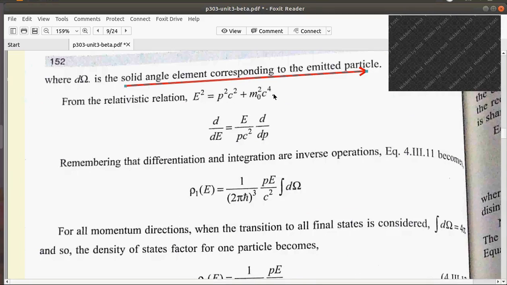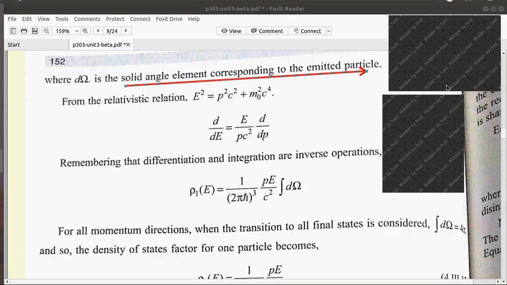Now I will give you 5 minutes. Differentiate this expression, E square is equal to P square C square plus M0 square C raised to 4, and give me the next expression. If you cannot find d by dE, then just find dE. Find the expression for dE. I'll give you almost 5 minutes, and then we can discuss.